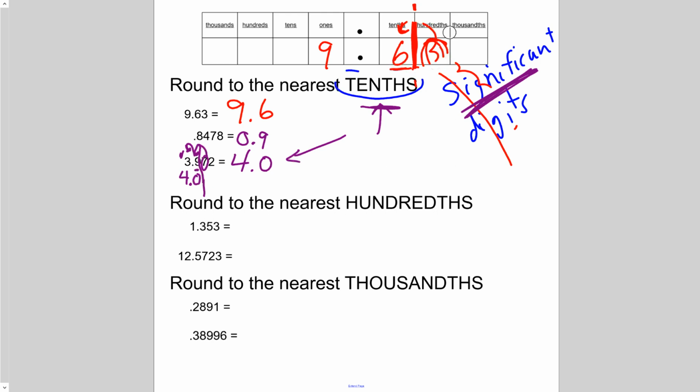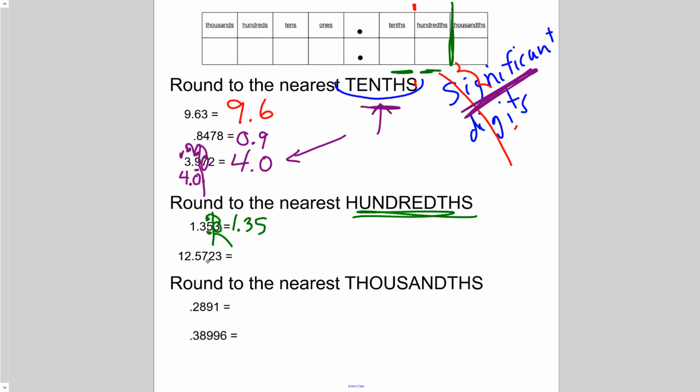Let's take a look at another one. Now we're going to go to the hundredths place. When we're talking about the hundredths place, our significant digit moves out one more place. We must have these two digits. So 1 and 353 thousandths. Well, there's the hundredths place. The 3 tells the 5 to stay. So we have 1 and 35 hundredths, and then those go away.